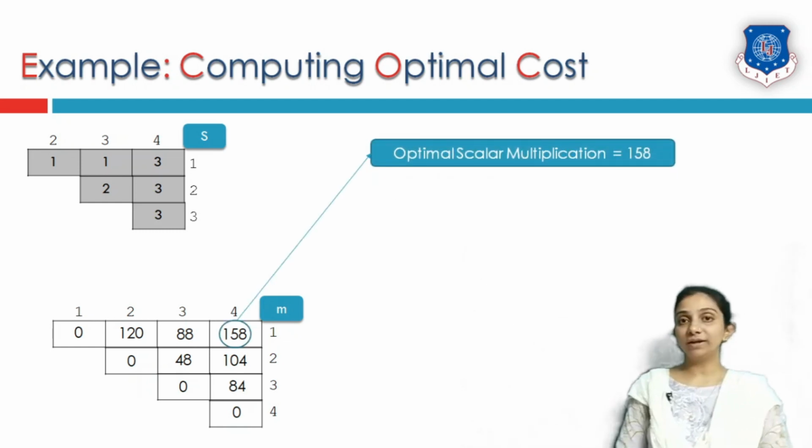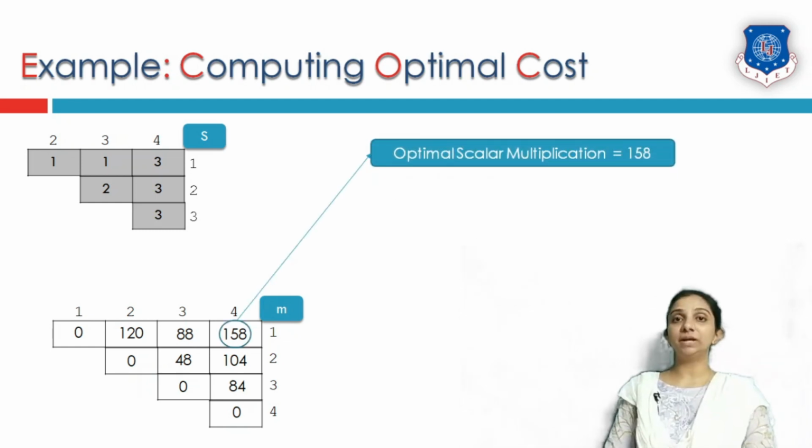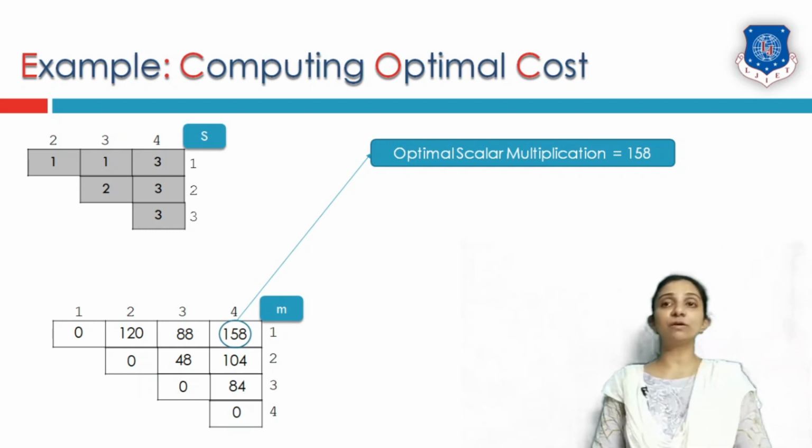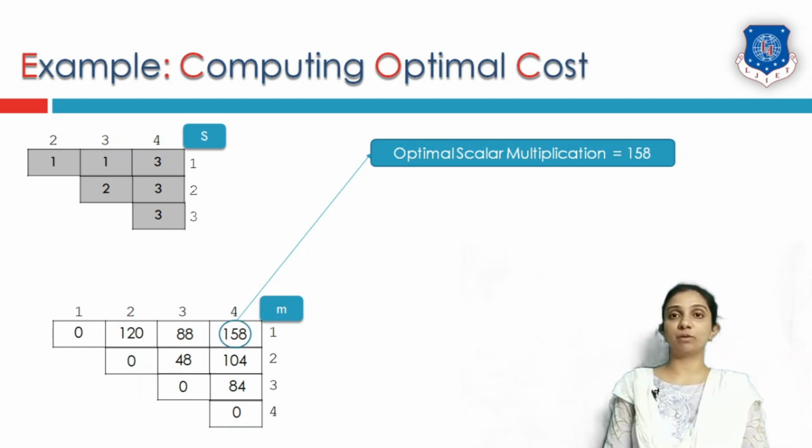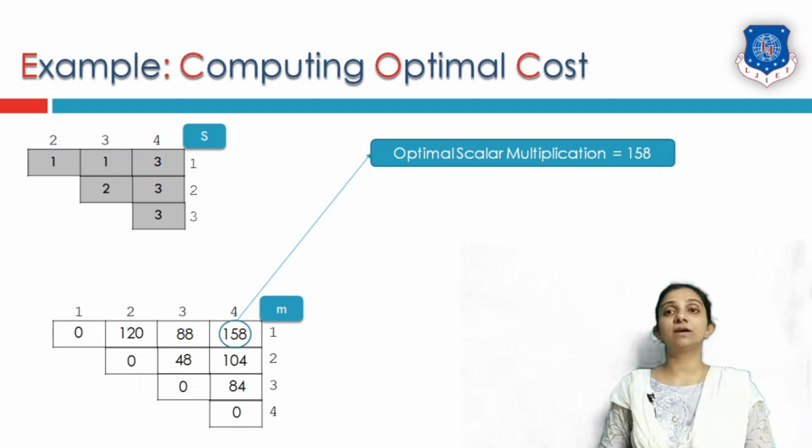So what is our optimal scalar multiplication, or the optimal cost of multiplying matrices A1, A2, A3 and A4 that were given in the original problem? Here is the final answer: we have to make 158 scalar multiplications to generate our answer.